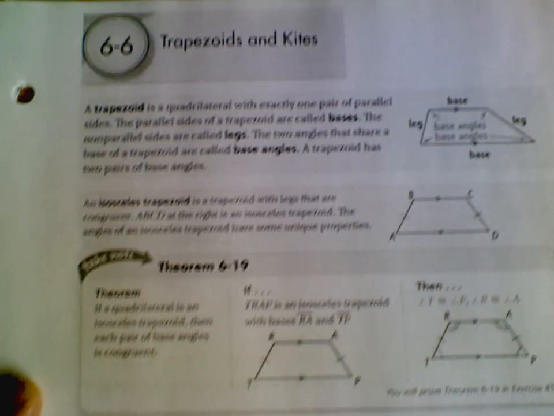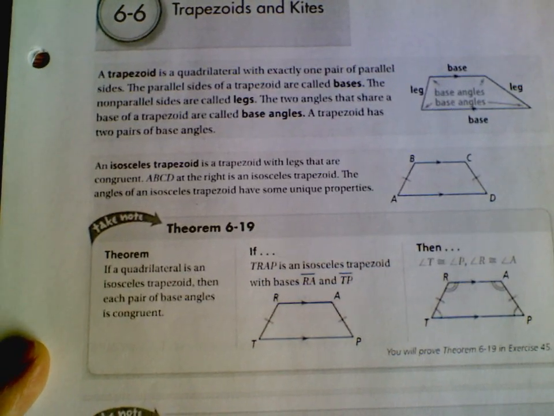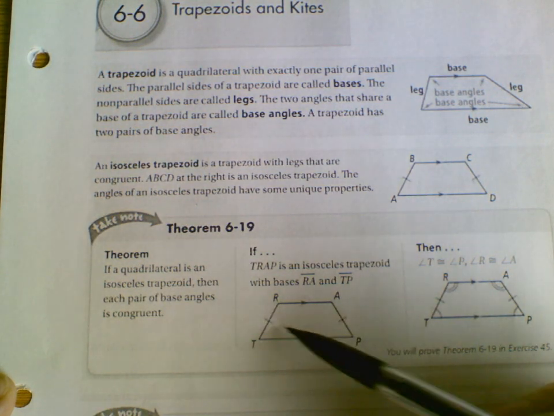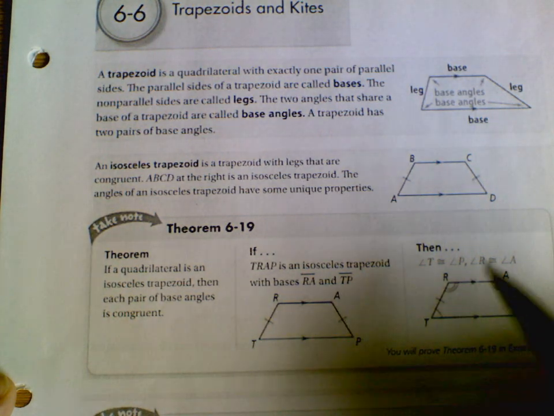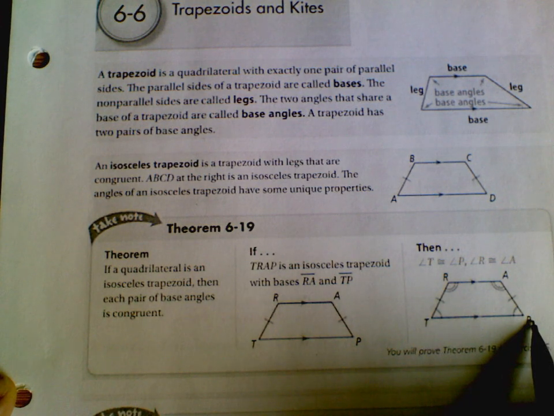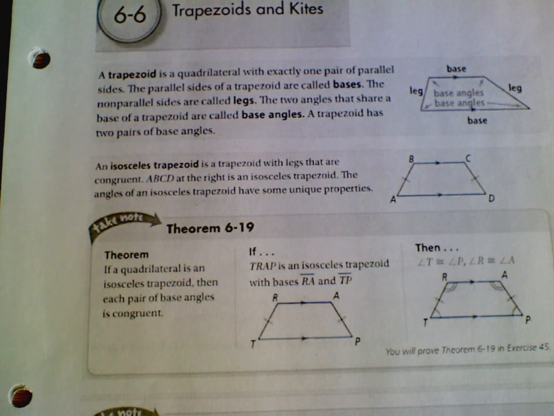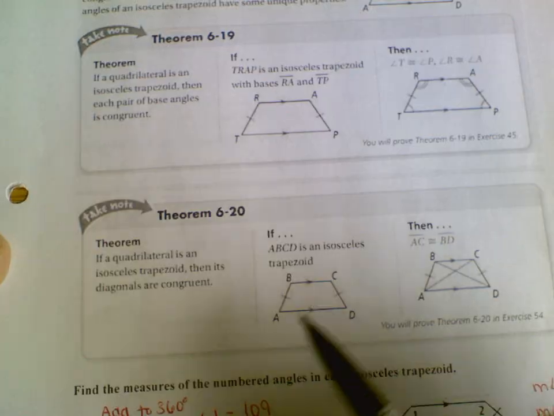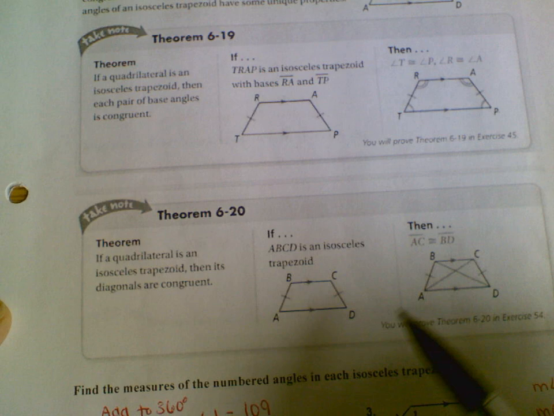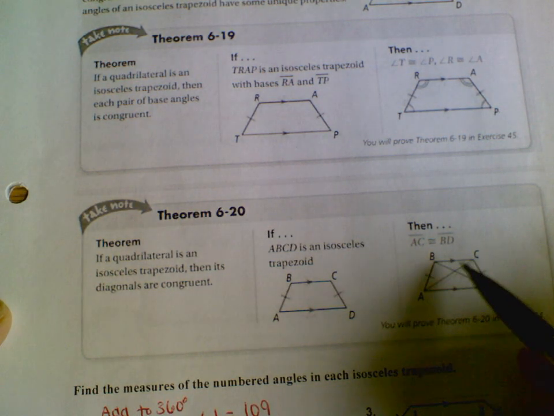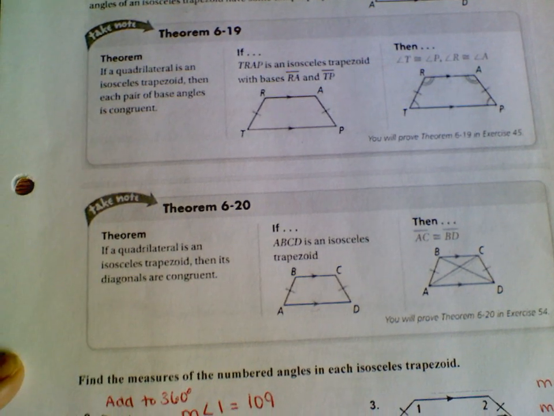If a quadrilateral is an isosceles trapezoid, then each pair of base angles is congruent. So if I have an isosceles trapezoid, these two pieces right here, then I know that my base angles are going to be congruent to each other. Another theorem about isosceles trapezoids is 6.20, which says if a quadrilateral is an isosceles trapezoid, then the diagonals are congruent. So if I have an isosceles trapezoid, then I know that this entire length of the diagonal is congruent to this entire length. Now let's put those theorems to use.